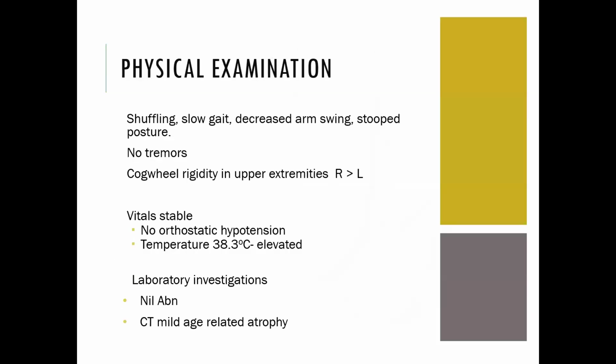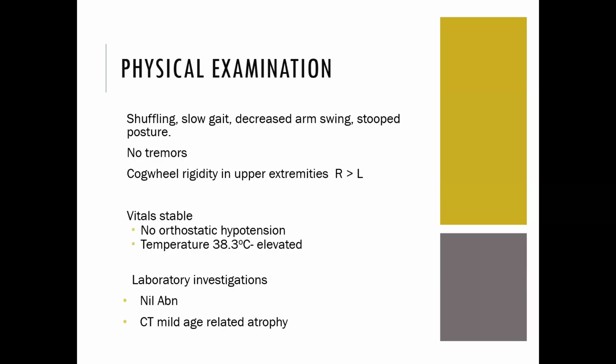On physical examination, she had a shuffling, slow gait, decreased arm swing and a stooped posture. No tremors were visible. She did have cogwheel rigidity in the upper extremities, and this was asymmetrical, so worse on the right than the left.